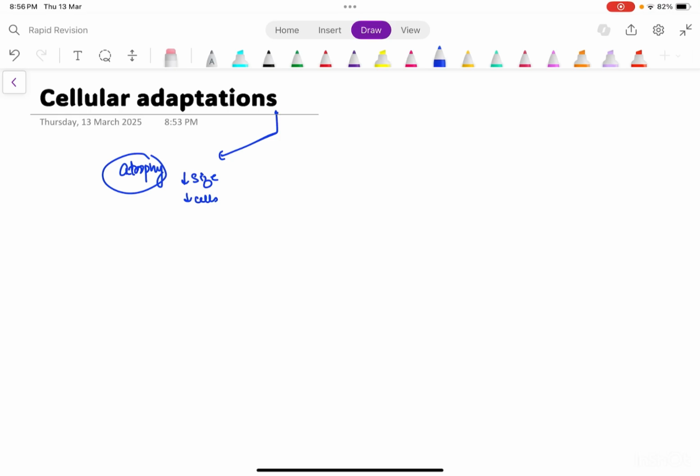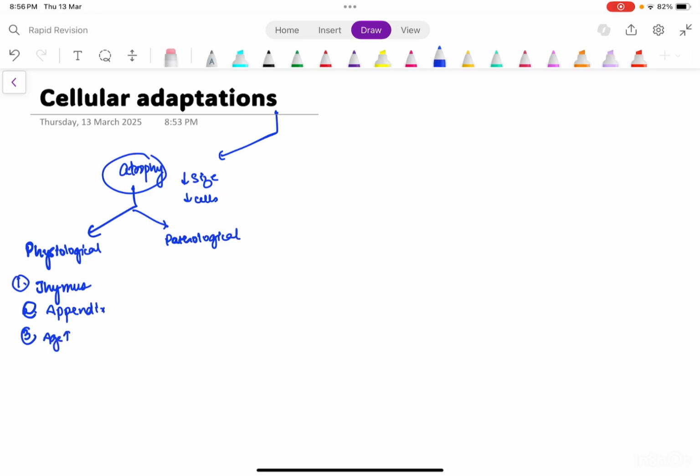Now, every cellular adaptation has a physiological type and a pathological type. So, first we'll talk about the physiological and then we'll talk about the pathological. In physiological, we know about an organ which undergoes negative growth, which is also a question in ortho, that is thymus. Then, second is appendix. Then, as age increases, brain also undergoes atrophy, and then gonads undergo atrophy after menopause.